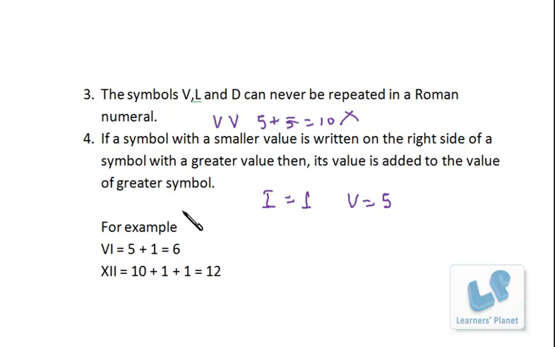Further, we have a quick recap. If a symbol with a smaller value is written on the right side of a symbol with a greater value, then its value is added to the value of the greater symbol. Suppose I have XI. Now what is X? It's 10, and I we have written on the right side of X. So the value of I will be added to this 10. So that is 10 plus 1, and that is 11. So if you have to write 11 in Roman numerals, you have to write it like this.